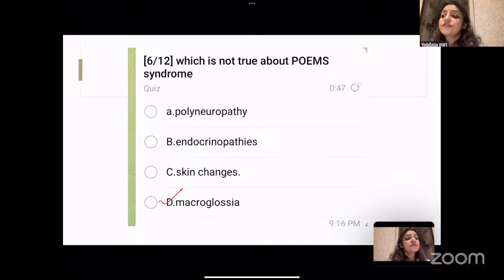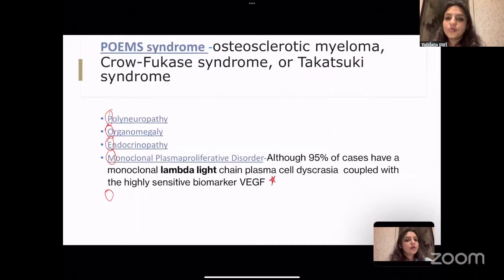Macroglossia is a feature which is seen in amyloidosis. I've already told you this also, that primary amyloidosis should always be suspected. Whenever you have a case of amyloidosis, you should always do a bone marrow examination to see how many clonal plasma cells are present in the bone marrow. That is very, very important that you should always remember. So macroglossia is a feature of amyloidosis. Right, so that was about POEMS syndrome.